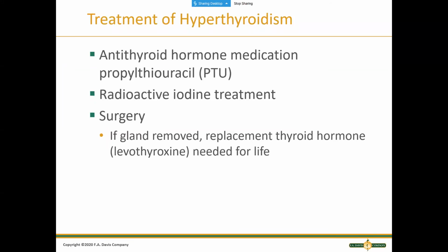So to treat high thyroid, we will try PTU. PTU is an anti-thyroid med. Might give them some radioactive iodine treatment. Might remove the thyroid or part of it. If we remove that thyroid, they have to be on Synthroid the rest of their life. And it's hard to regulate those thyroid levels.